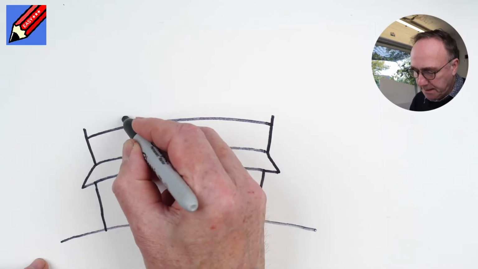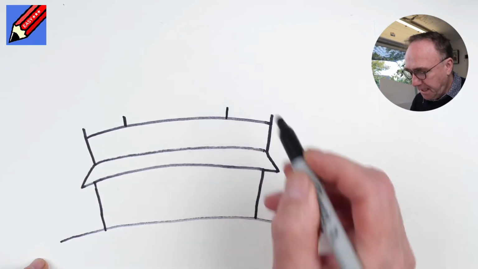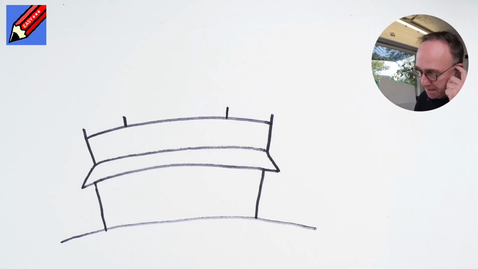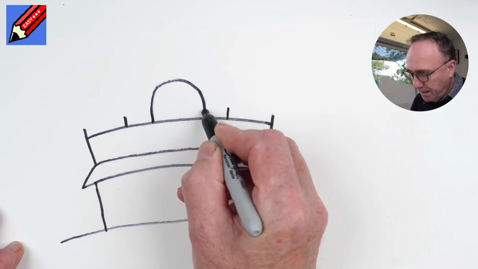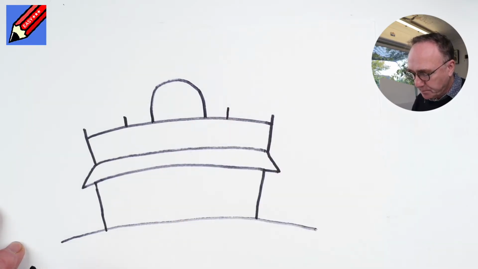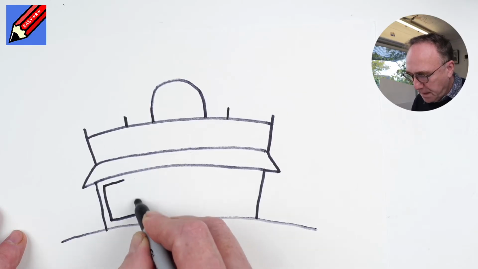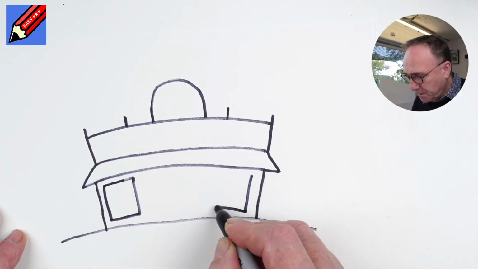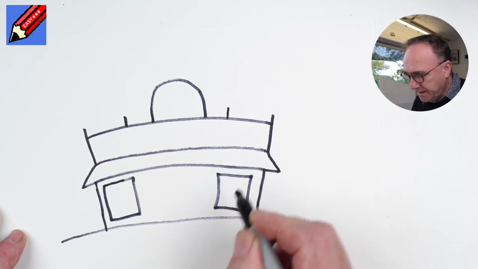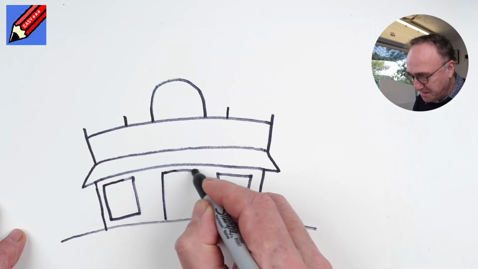Then we want a little kind of a tower up there, and a little tower going on up there as well. And then we're going to have a kind of a round window up there. Now down here we can draw a window, and here we can draw a window, and it doesn't matter if it all goes a bit wonky because it's a spooky house.